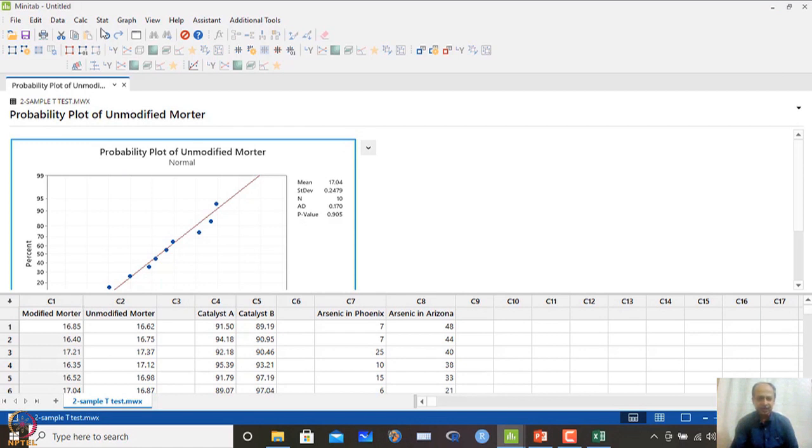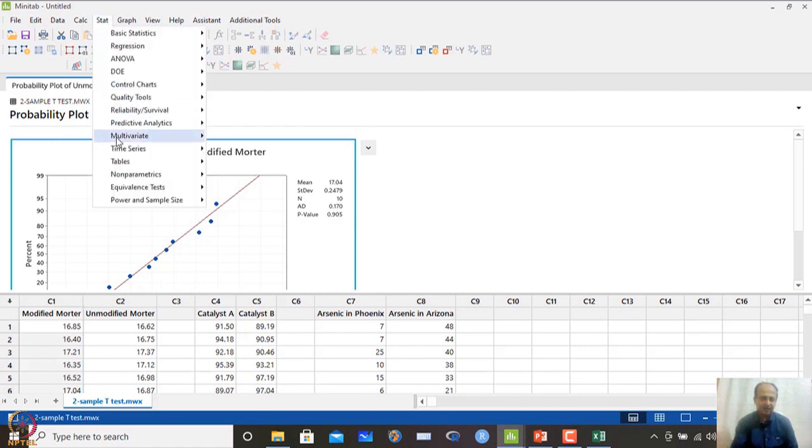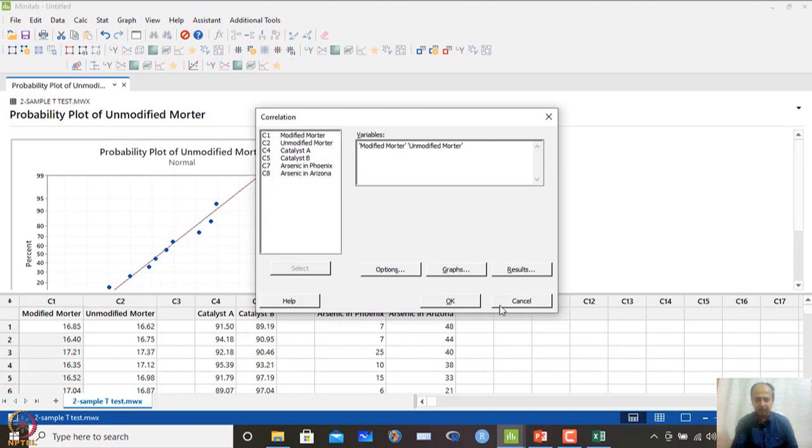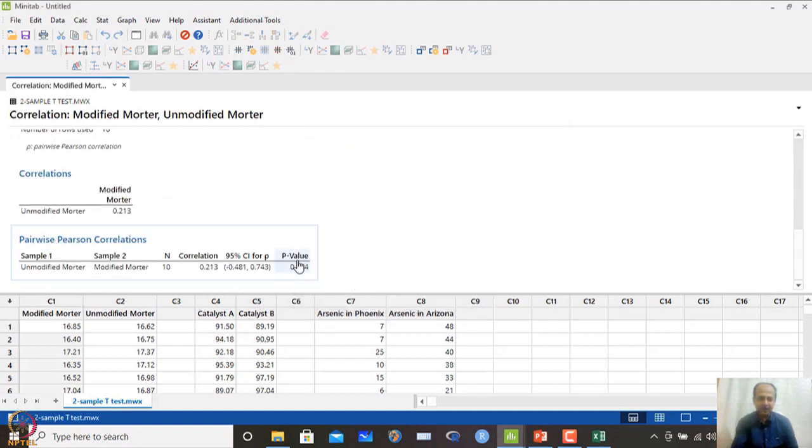So the first assumption is checked. For the second assumption, we can check the correlation in basic statistics between the modified one and the unmodified one. I will click OK, and the p-value is 0.554, so the correlation is about 0.2. The thumb rule is that more than 0.7 means a significant correlation exists, but we have p-value hypothesis testing, which confirms there is no correlation between the two data sets, modified and unmodified. They are independent data observations.